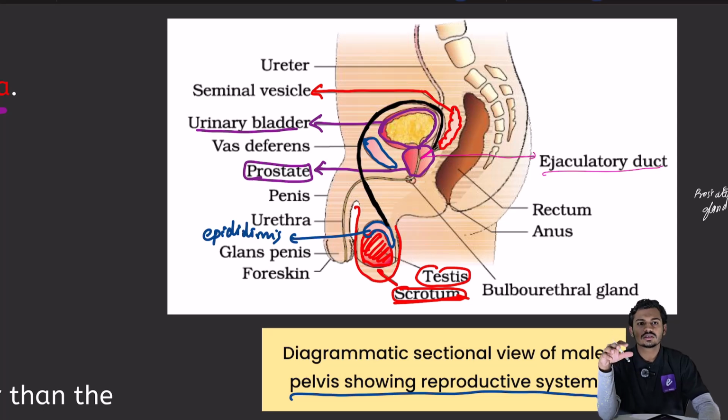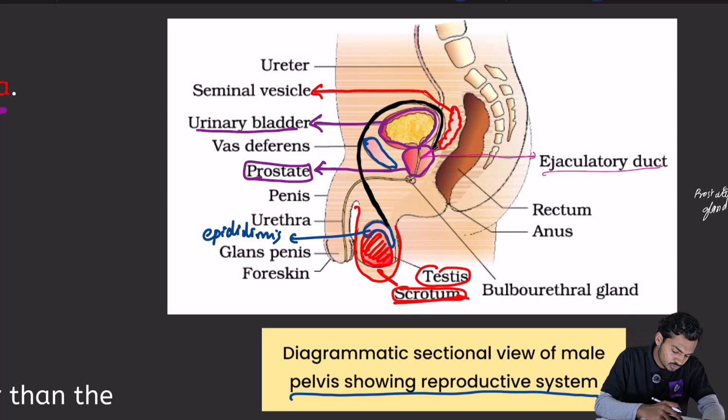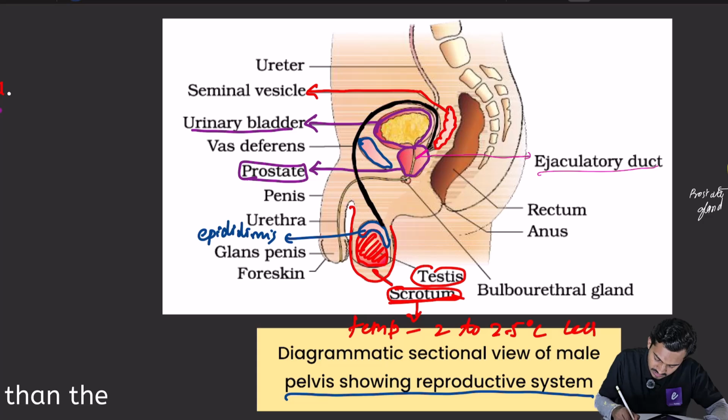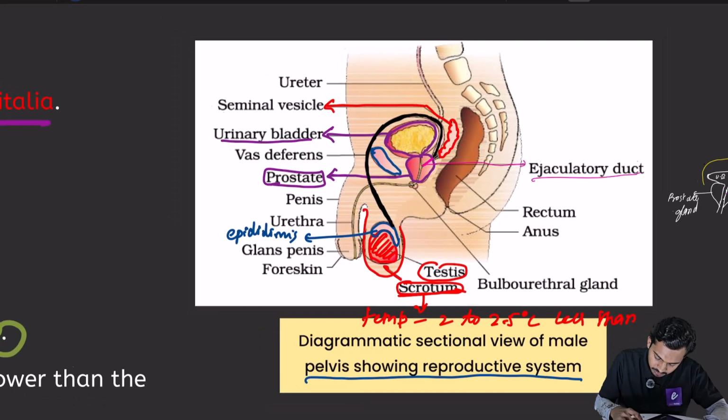Now my question is, why are the testes present outside the abdominal cavity in a pouch? Why? Because in the scrotum, the temperature is 2 to 2.5 degrees Celsius less than normal body temperature.